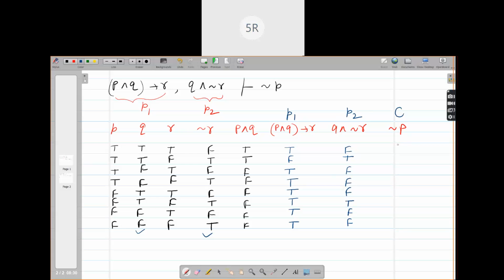Now, the conclusion is negation P. That is the negation of the first column. Negation, so that will be F, F, F, F, and four T.